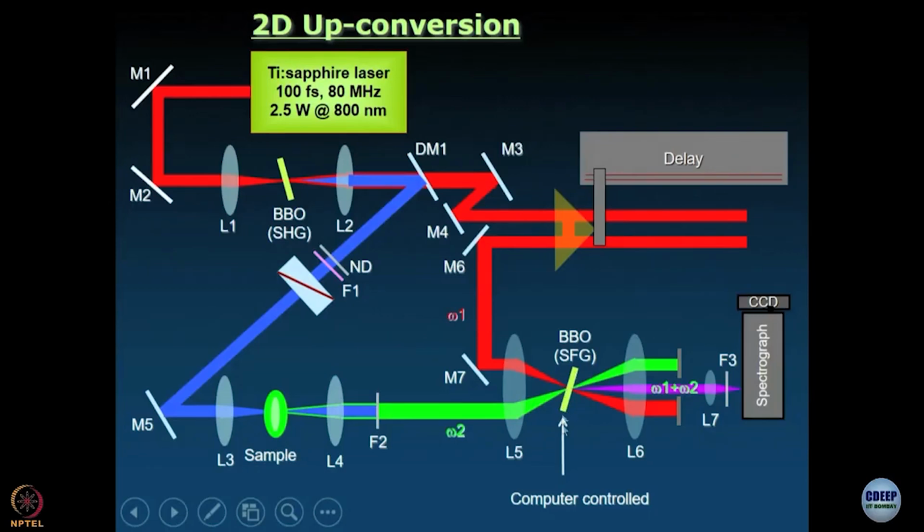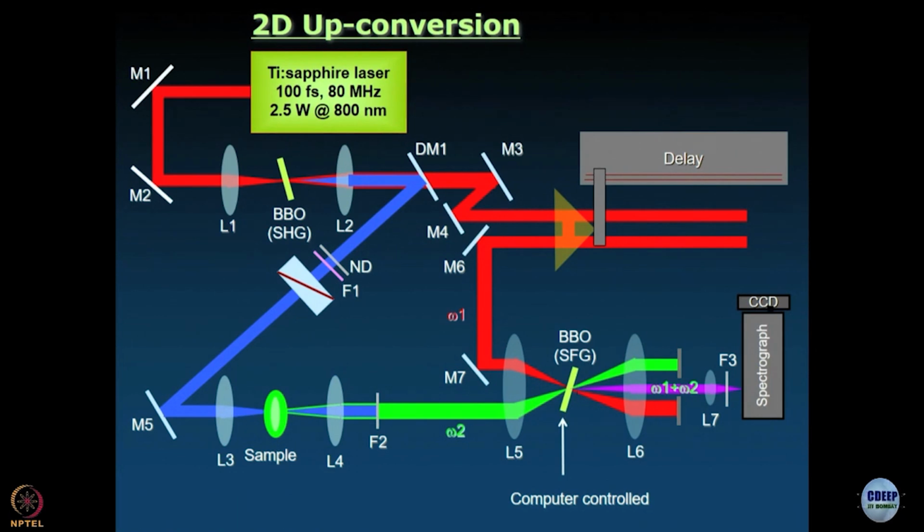So, all this can be made a little simpler if you do what is called 2D upconversion. 2D upconversion also comes in two different forms. We are discussing the simpler form now. If there is time, we will talk about the more interesting form later on, but for that we will need some knowledge of nonlinear optics. So, we are postponing that discussion. Especially Majed Chergui's group in Switzerland, what they have done is that they have attached a computer control to the sum frequency generation crystal.